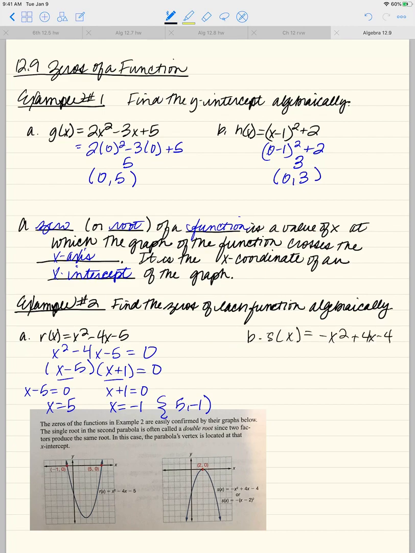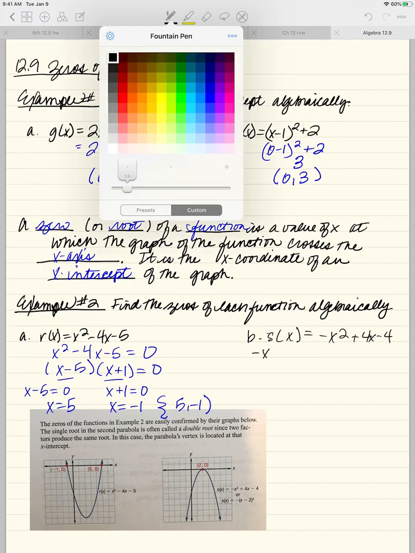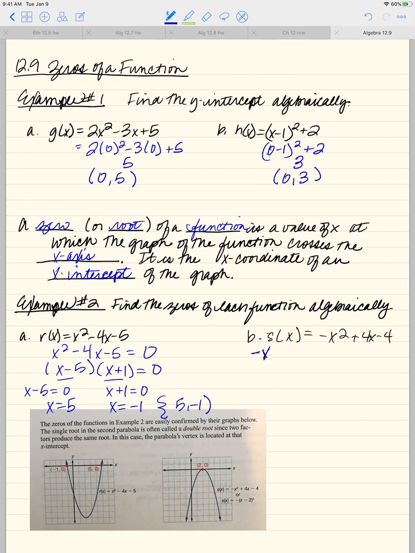All right, so moving on to part B, we're going to go ahead and set this function equal to 0 to find the zeros of our function. Negative x squared plus 4x minus 4 is equal to 0. We're going to factor out negative 1 first, leaving us with x squared minus 4x plus 4 is equal to 0. That gives us negative 1 times x minus 2 times x minus 2 is equal to 0. So x is equal to 2. Okay, that is the zero of this function. Only one for this function.